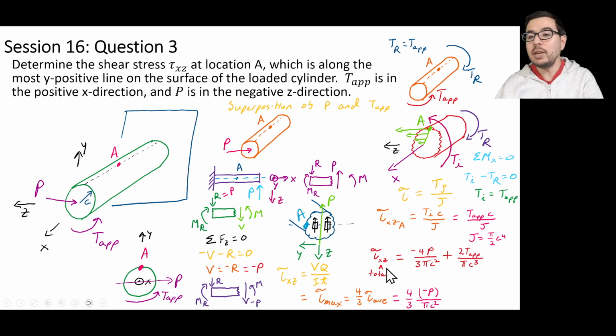Okay, so tau xz at A, the total one, is going to be the tau max due to the transverse shear force, which is giving a transverse shear stress, as given by this quantity here, so minus 4P over 3 pi c squared. And then plus the contribution to tau xz from the internal torque, Ti, and twisting. So that's 2 times Tap over pi c cubed. That's the answer, and I hope this has been helpful in understanding how to treat combined loads on a shaft or beam.